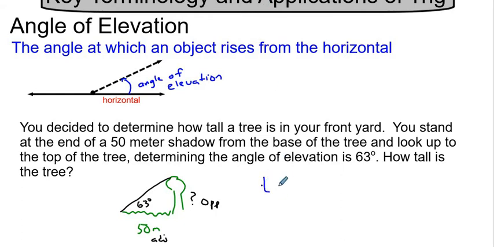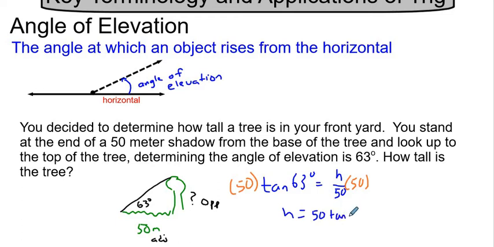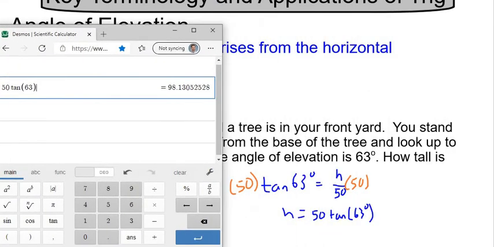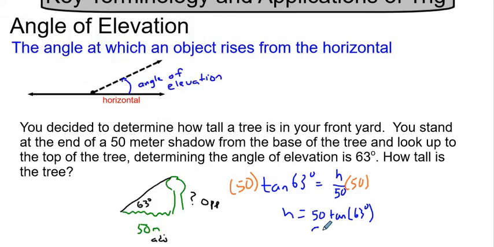So we would just say, tangent of 63 degrees is equal to the height of the tree divided by the 50 that I measured on the ground. Then we solve this by multiplying by 50. The height of the tree is going to be 50 times tangent of 63 degrees, which if you take a look at Desmos, is 98.131 feet tall.